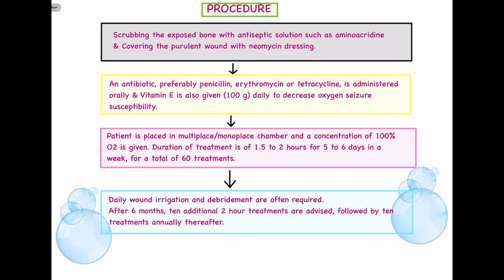The same applies for osteomyelitis in general as well. Whatever treatment procedures we follow in the oral surgery department, it usually focuses on removing the focus of infection. Only then a healthy recovery can be expected, right? So after 6 months, 10 additional 2-hour treatments are usually advised. Now this can be followed by 10 treatments which are given annually thereafter. See, this is a very chronic condition, right?